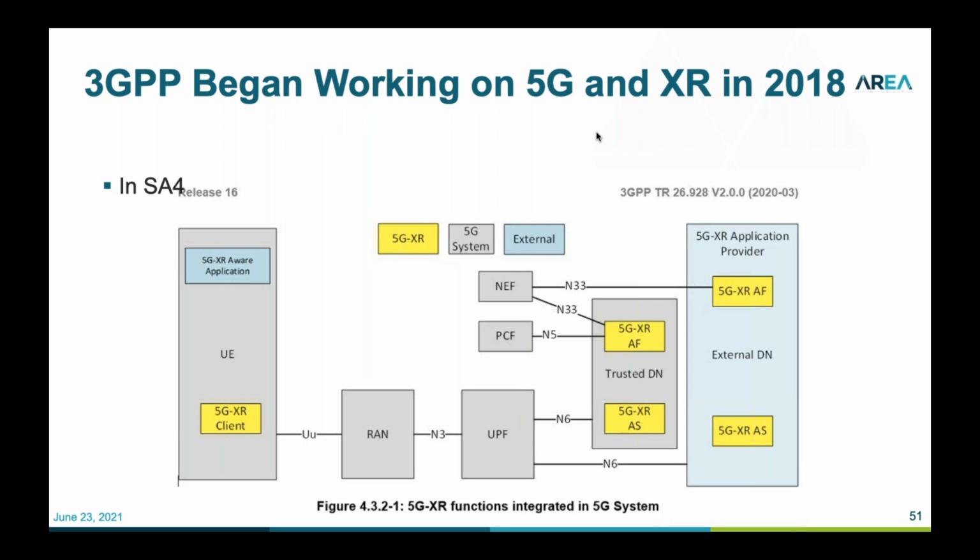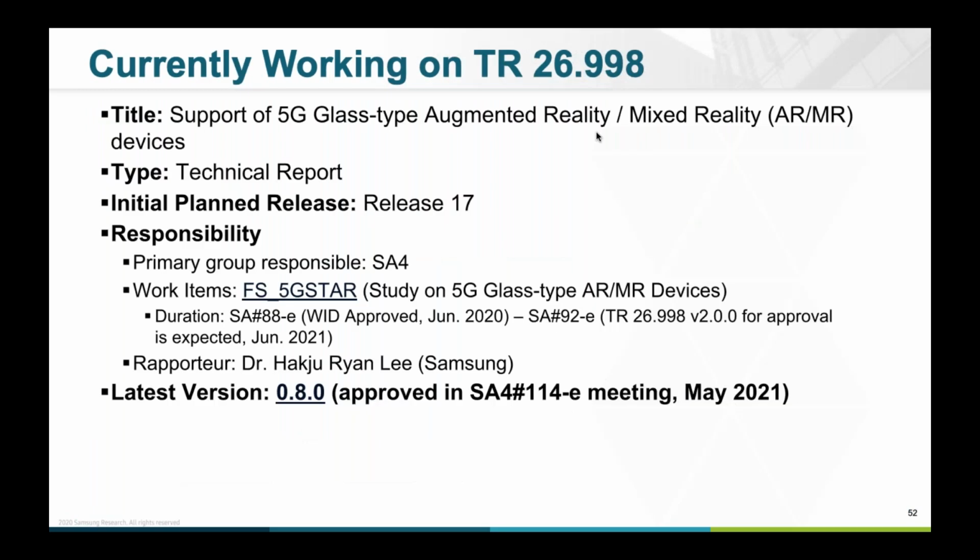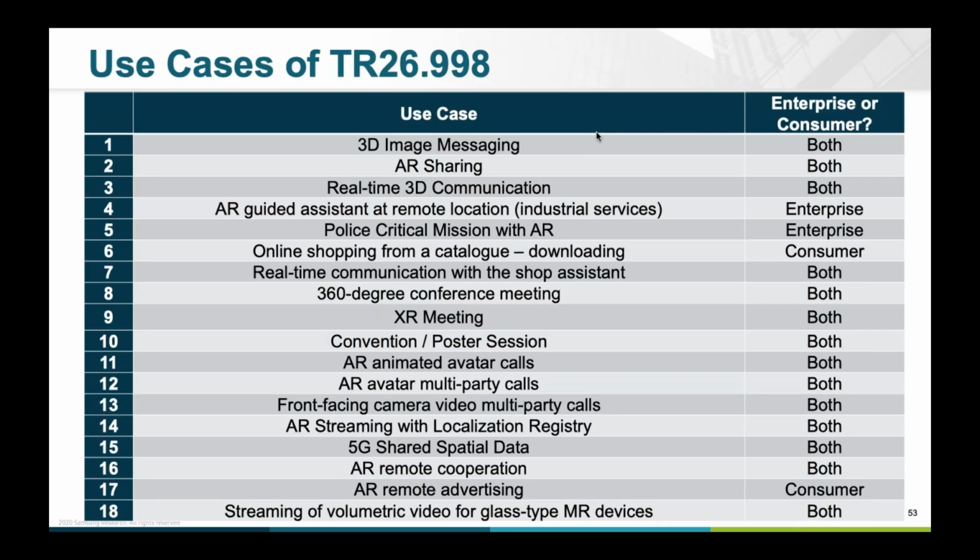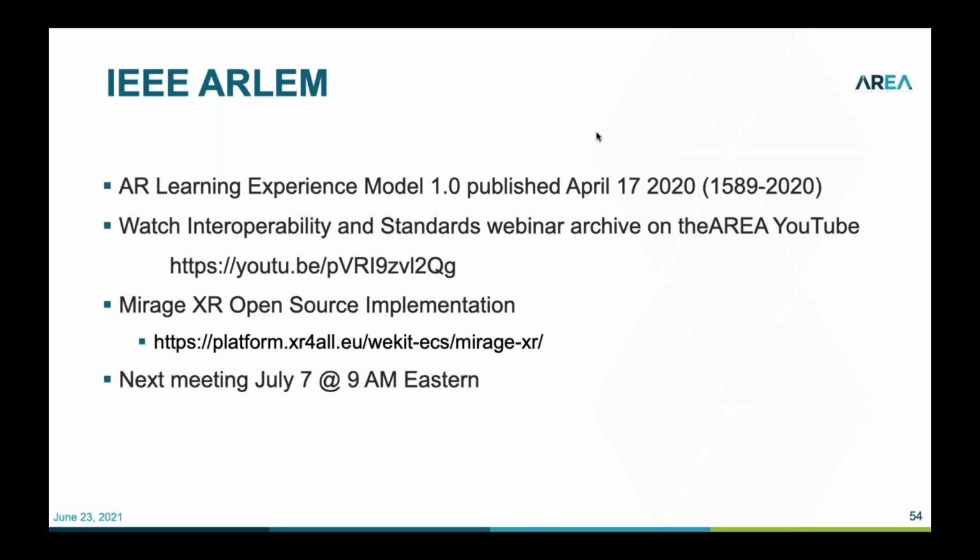I have mentioned this before, but I'm just going to briefly remind you that 3GPP is working on 5G and XR. It's now been 3 years since that work began. It started with technical report 26.928 that sketched out general XR functions in a 5G system. For the last 6 to 8 months, they've been working very actively on a new technical report about glasses and the needs of the different types of glasses, so wearable AR displays. This is being done under the work item FS_5G_XR. And I'm contributing very actively to this as well.